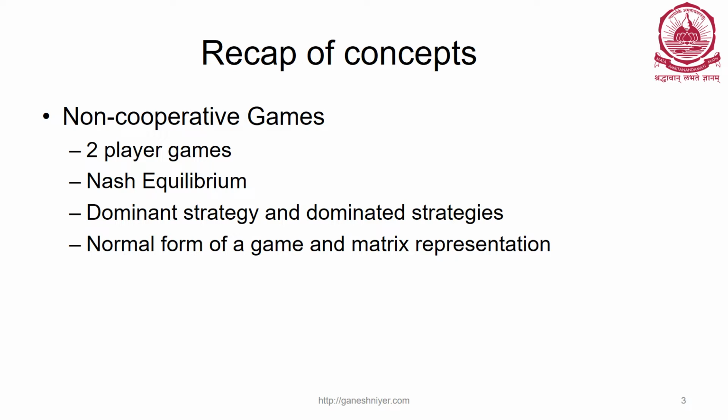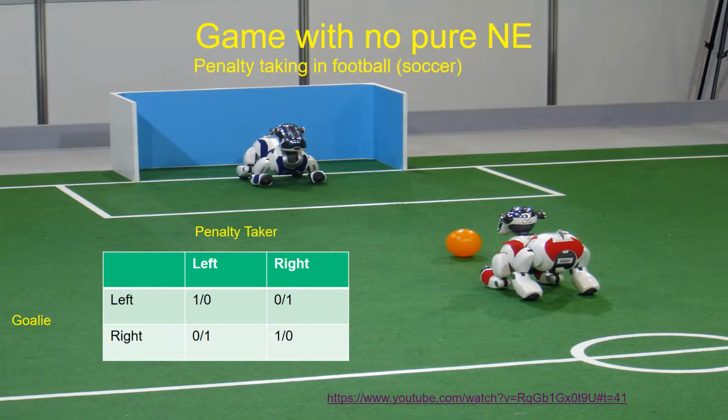We also spoke about one way of finding Nash equilibrium, which is through the concepts of dominated strategy and dominant strategy. We have seen the matrix representation and the normal form representation of a game, and that is used to solve and find Nash equilibrium in case of a non-cooperative simultaneous game.